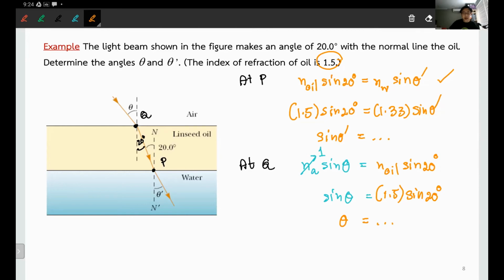I hope it's straightforward to apply Snell's law everywhere. Just think of it as an application at a point of refraction. And I think things will be quite clear. I don't know if it's clear or not, but that's what it is.